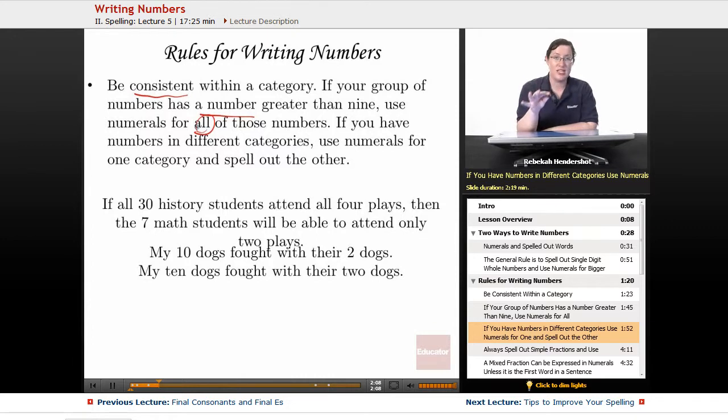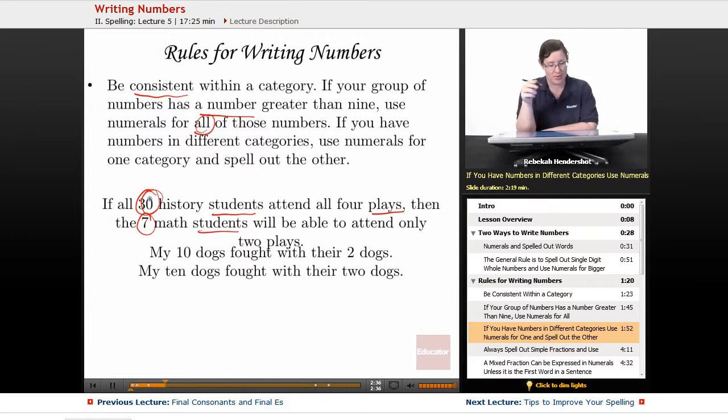Now, in this sentence, we have two different categories of things that are being counted. We have students and we have plays. Now, of the various numbers of students that we have to discuss, the 30 history students and the 7 math students, you could get away with just spelling out seven because it's seven, but because it's in the same category as history students and there are 30 of them, you use numerals for both of those numbers.